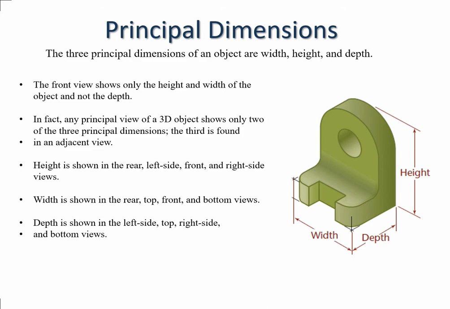Now, the principal dimensions, when you try to draw the multi-views, are the height, the width, and the depth. The front view shows only the height and width. The side view shows the depth and the height. The top view shows you the depth and width.